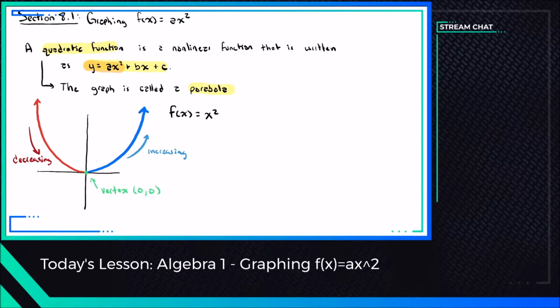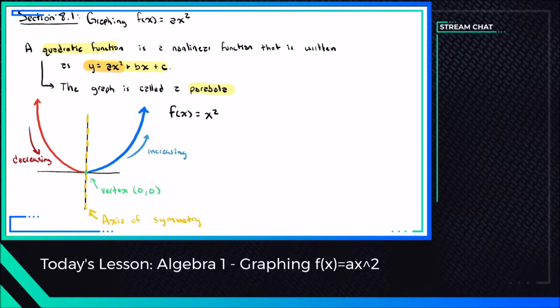And notice that the graph here is symmetrical down the y-axis. So everything on this red side matches everything on this blue side. And so this yellow dashed line is going to be called our axis of symmetry. So it's mirrored.